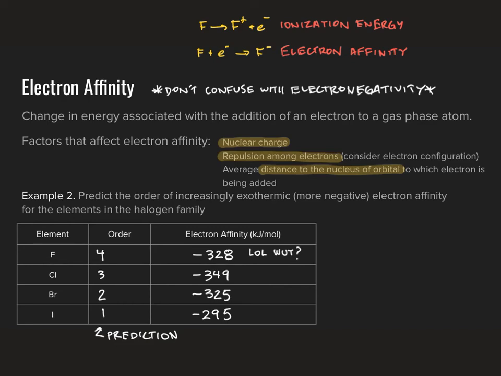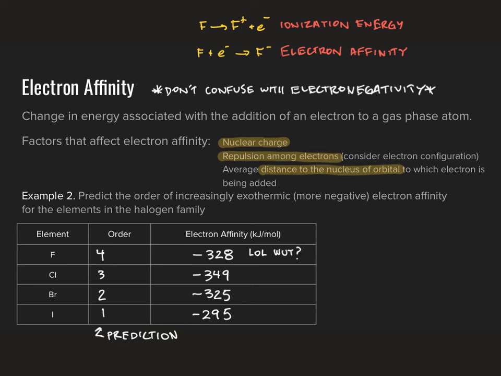interested in your ability to justify why there's kind of an anomaly going on here, something other than we would initially have predicted. And to consider what's really going on, let's think for a moment about why fluorine is not the most exothermic electron affinity present here.